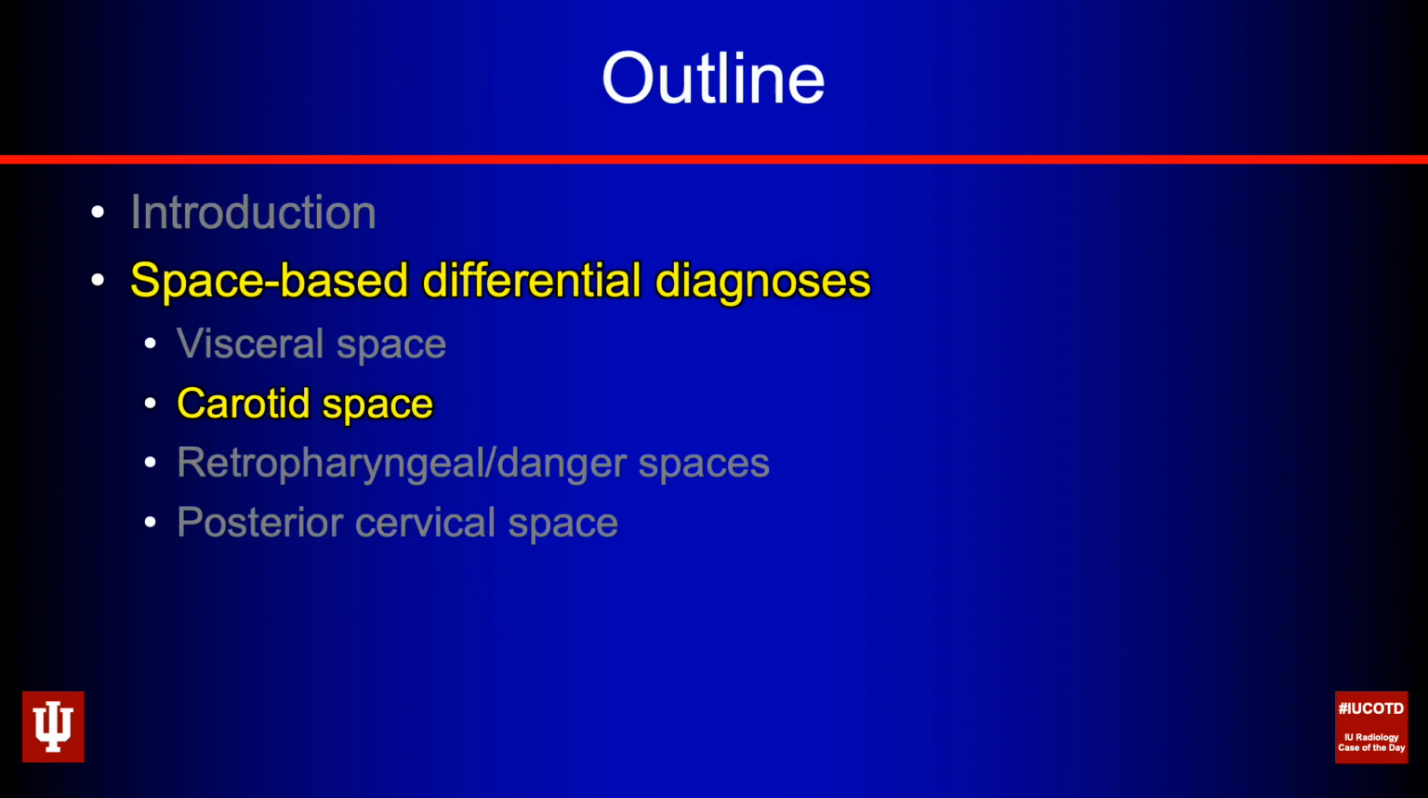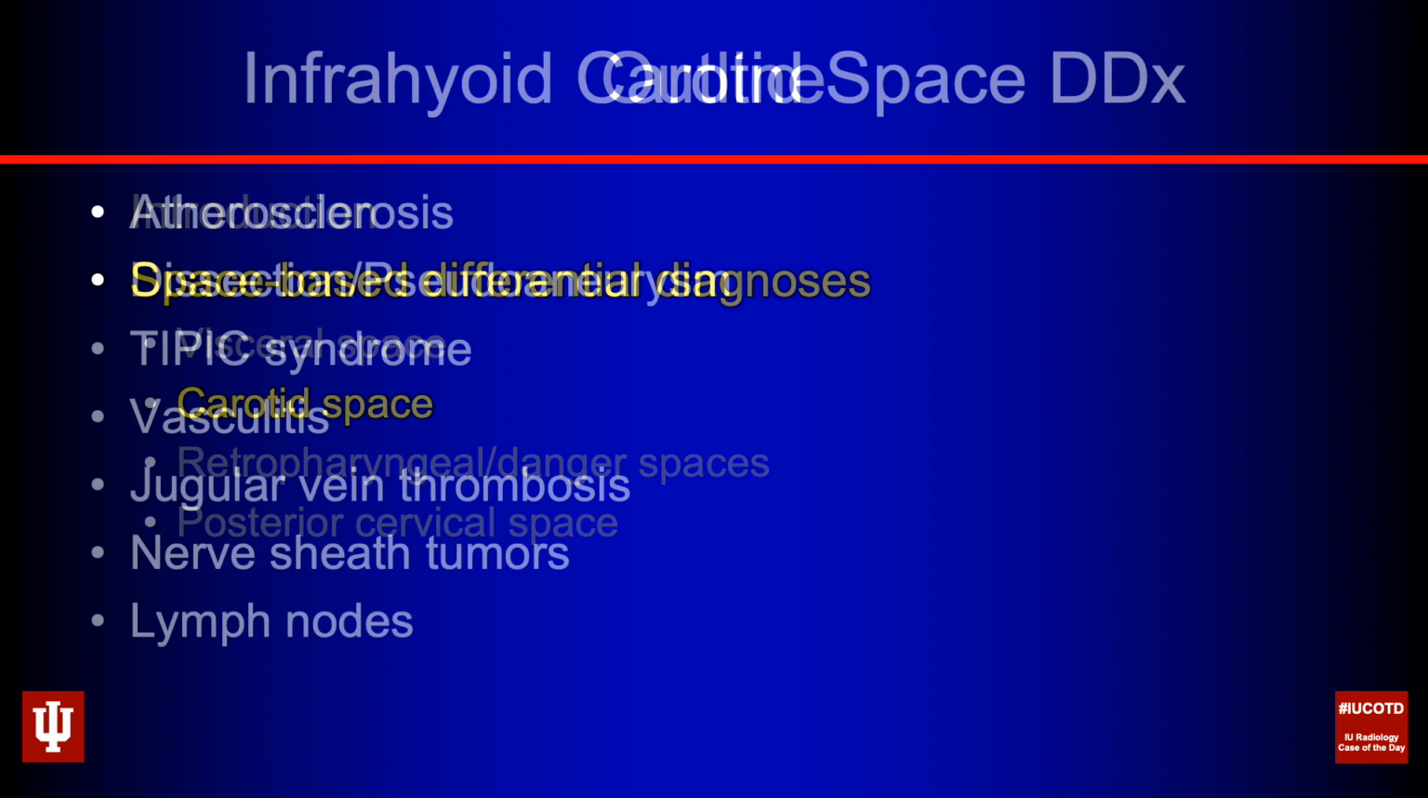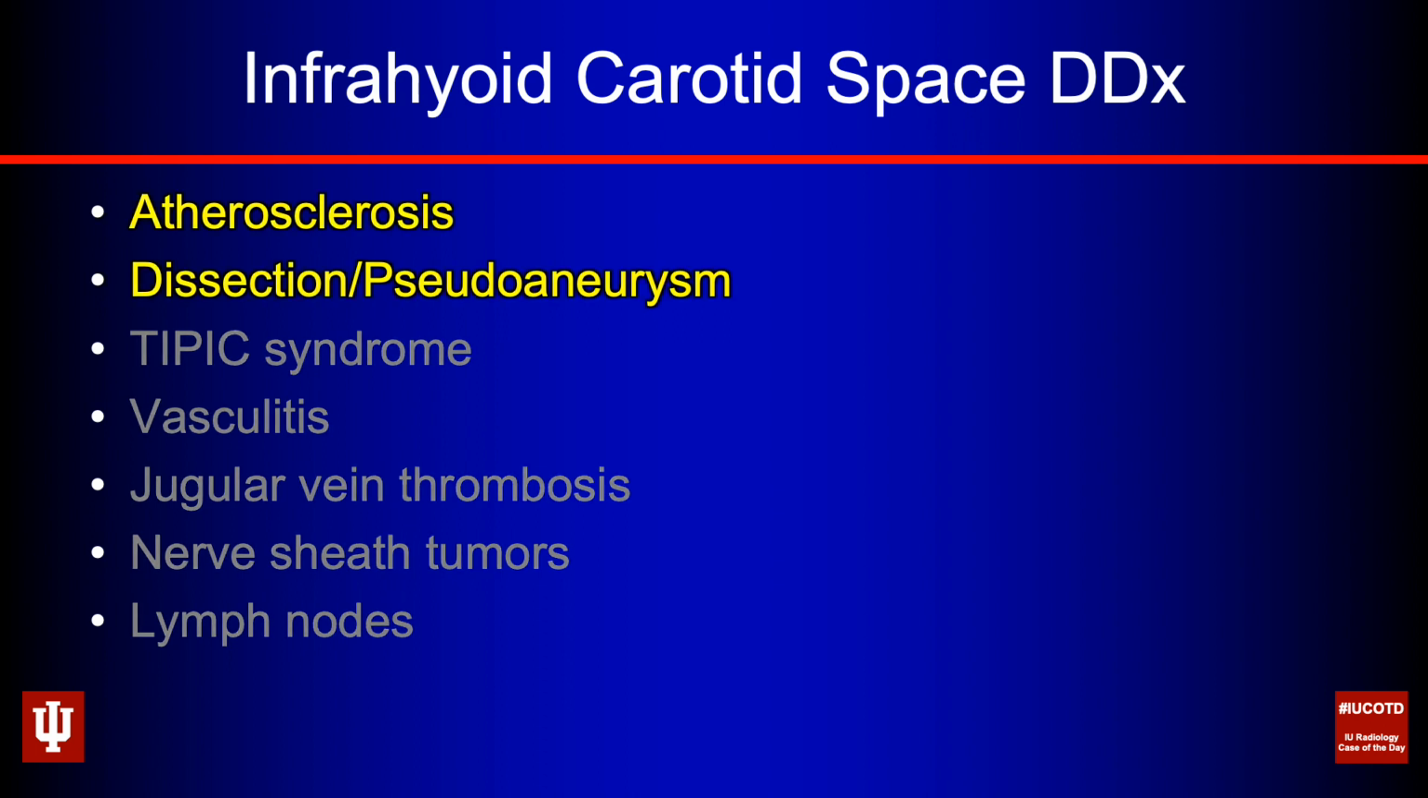Now we're going to talk about the carotid space, and each of these will be quicker than the last one. Just so much stuff happens in the visceral space. All right, carotid space. I'm not going to cover atherosclerosis and dissection and pseudoaneurysm. That's like a separate vascular talk altogether. I want to focus on just a few things. And first of all, talk about TIPIC syndrome versus vasculitis.